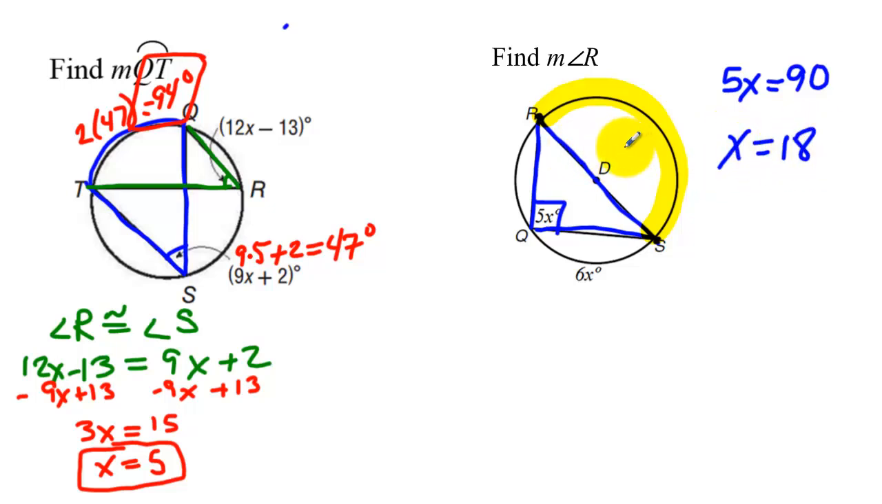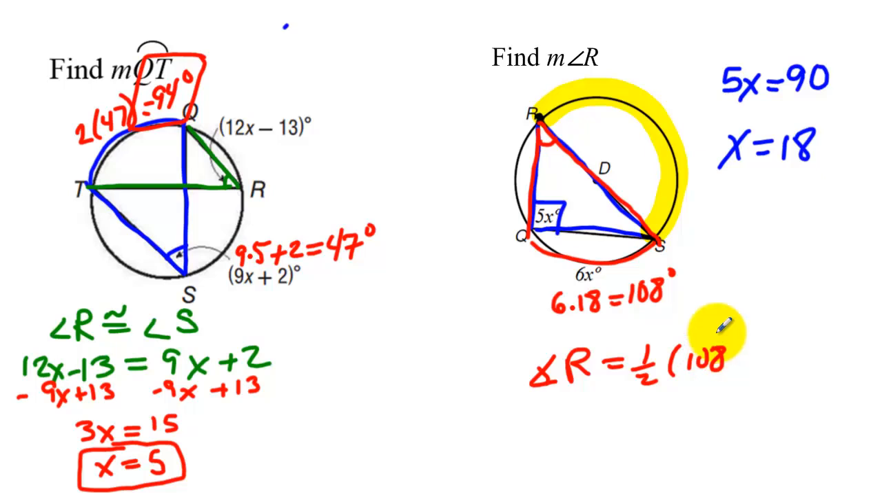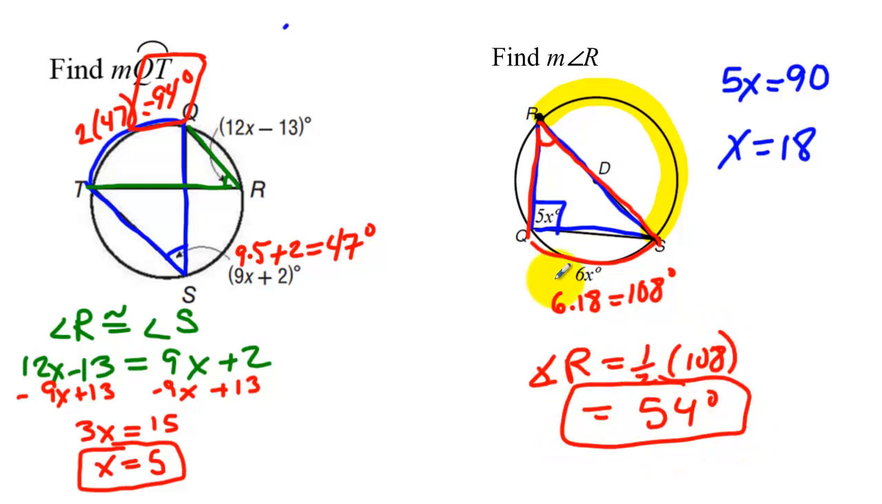Now don't stop there. Angle R is the question. So how can we get angle R? What do we know about angle R? Let's follow out its sides to where it's intercepting this arc. The arc it intercepts is the QS arc. So QS, if we plug in the 18 we found for x, is going to be 108 degrees. The angle R is half of that 108 degrees. So angle R would be half of 108, or 54 degrees, and that is our final answer.